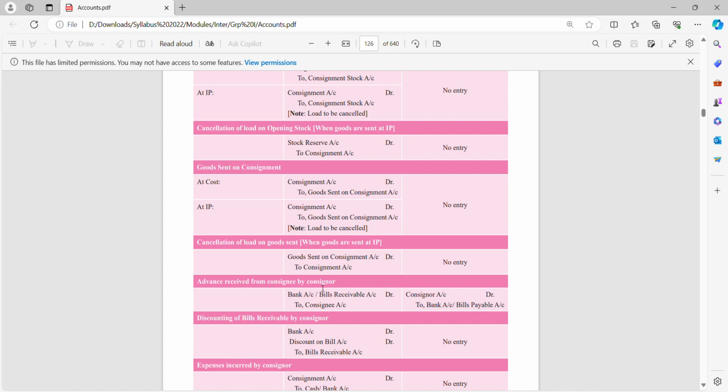Then you have cancellation. Cancellation of loading on goods sent on consignment. Advance received from consignee by consigner. So bank account, you are getting something in advance. So either bank account or bills receivable account to consignee.